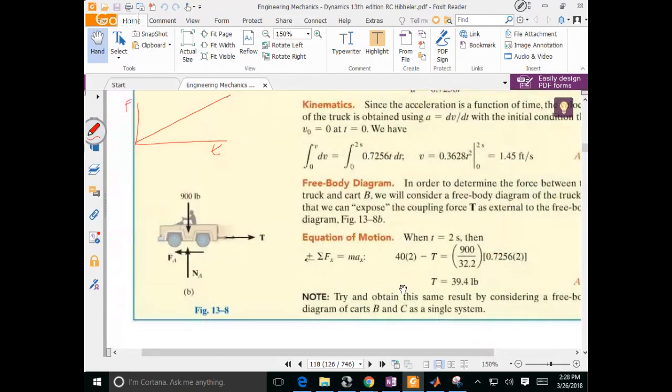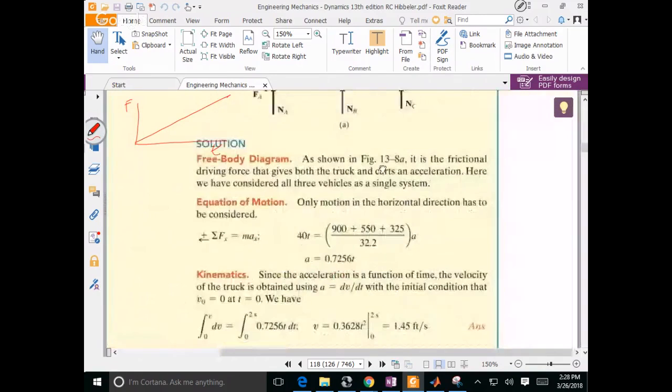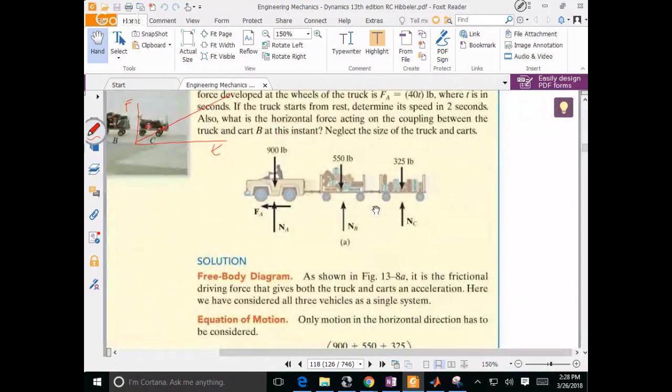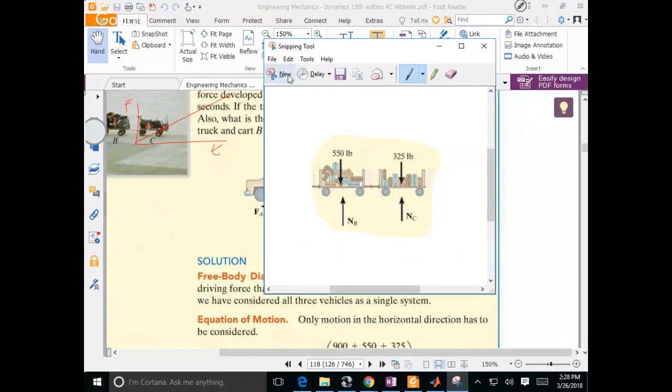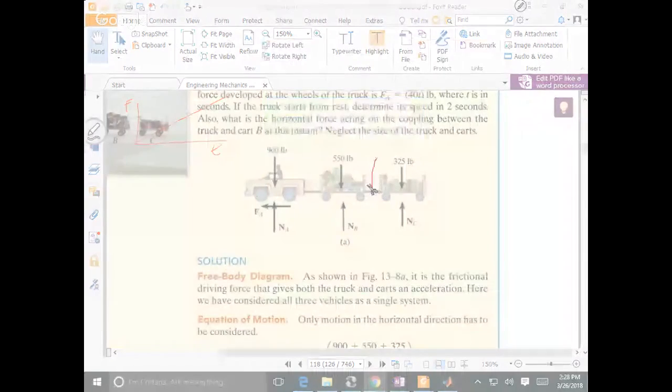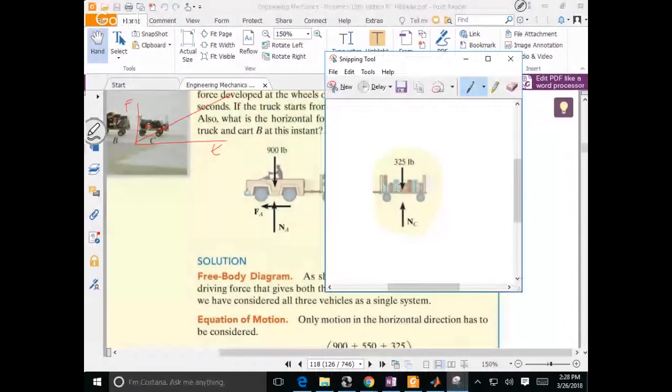No, it has to be the same. Yeah. Now you could do this. What's the tension in the back one? What do you think the tension in the back one is? So you could do this. I'm going to do the tension in the back rope. So it's a different tension than the front rope.